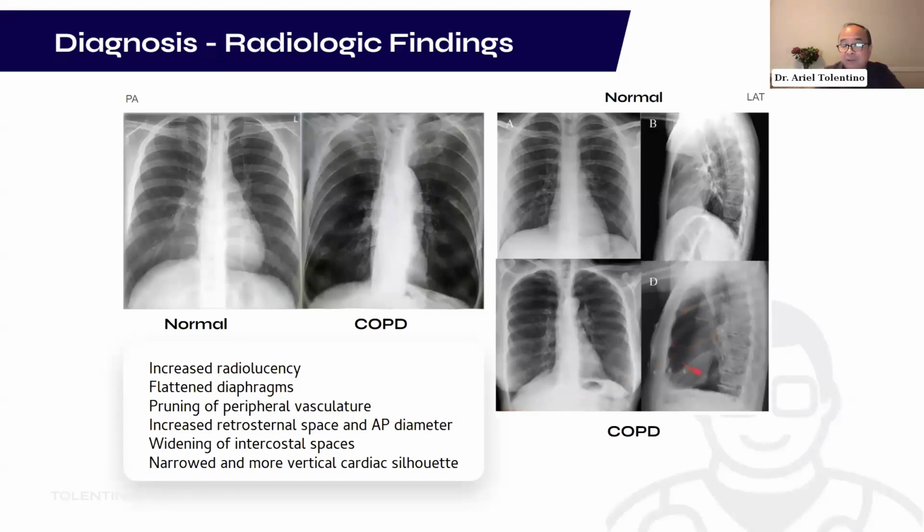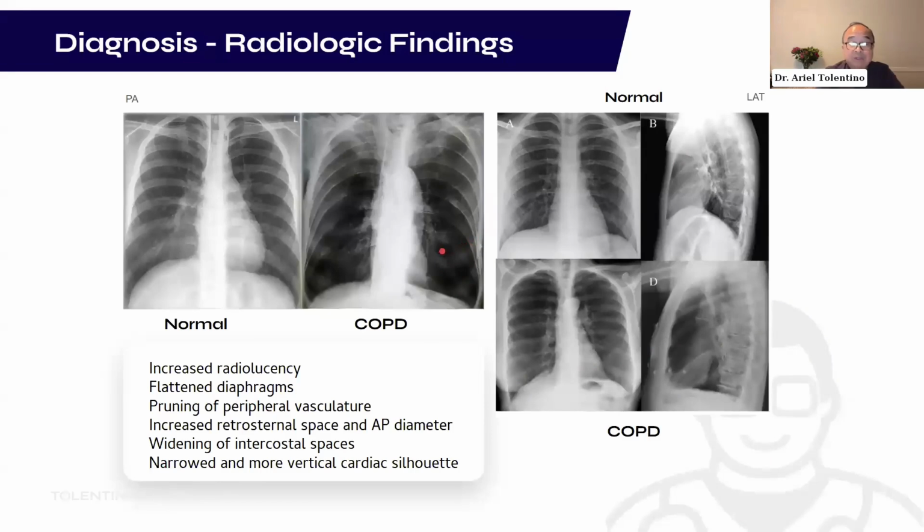As you can see here on the bottom, lateral view of a patient with COPD, this is the sternum, and the retrosternal space has been increased compared to the sternal area with a very narrow retrosternal space, in effect causing an increase in your anterior posterior diameter for the patient with COPD. Widening of intercostal spaces is clearly seen here on this aspect.